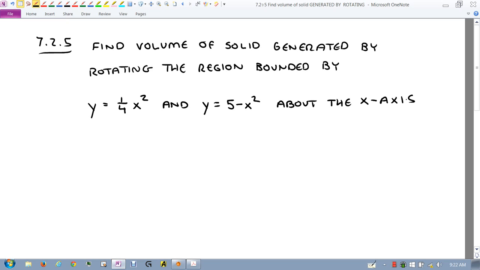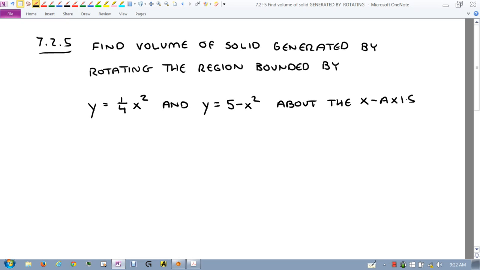in a test. That's the way they appear in textbooks. There's no easy way to tell you what they want you to do, so you have to just write it out. Okay, find the volume of the solid generated by rotating the region bounded by these two graphs, these two curves about the x-axis. So where should we start?